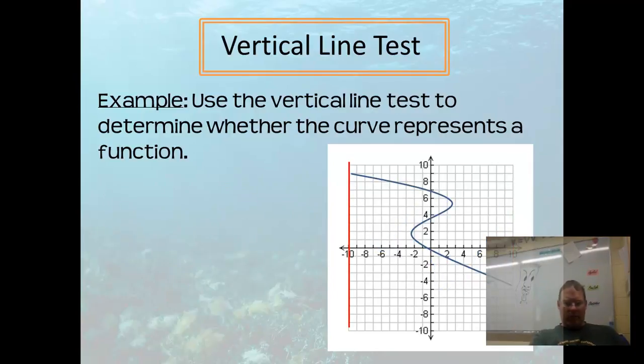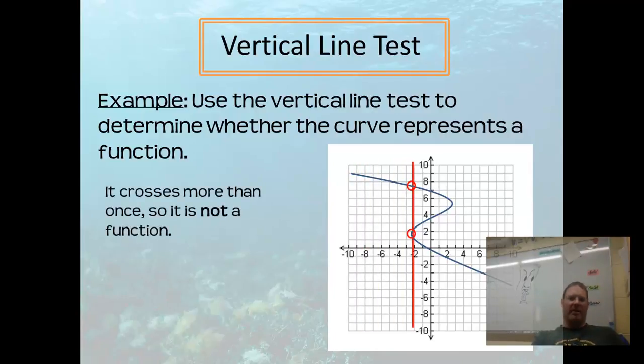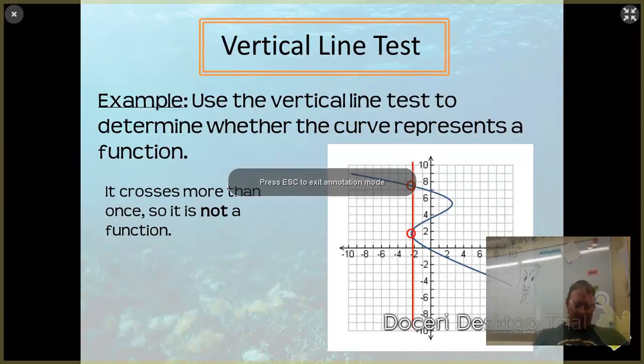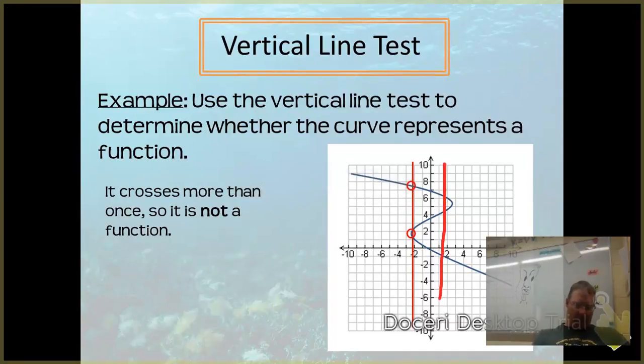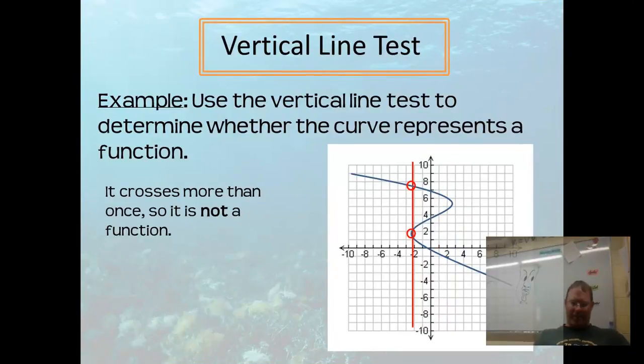This one here, as I move this line across, I notice right there it crosses two different spots. And in fact, if I continued on, it would cross in three different spots in another spot. Okay? Therefore, it does not count as a function. It is not a function.